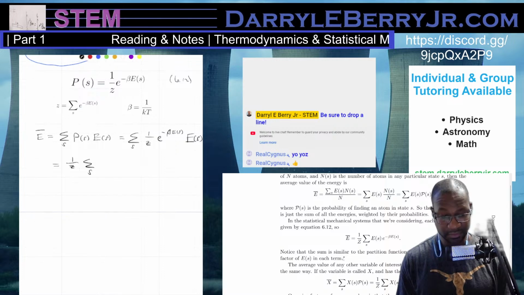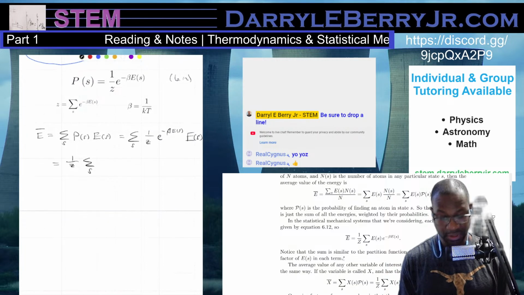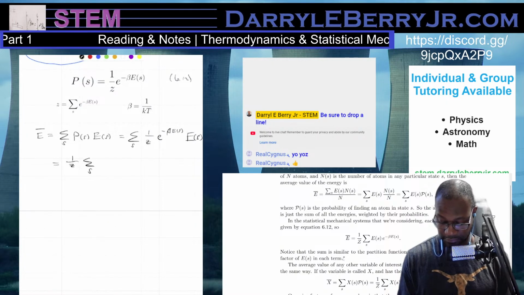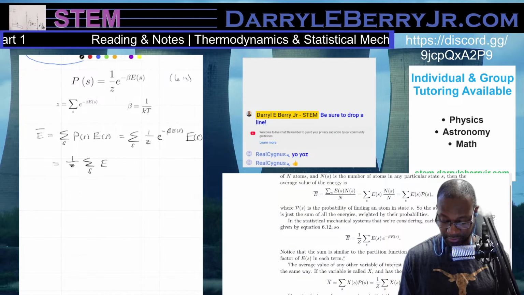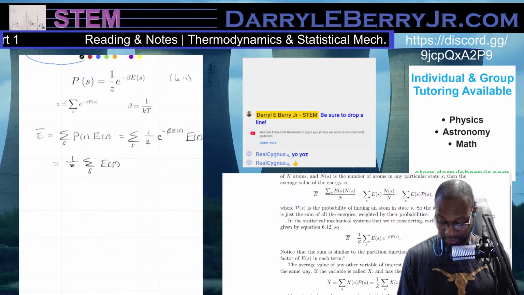The 1 over Z, the sum of the energy they're putting first, and then the Boltzmann factor.